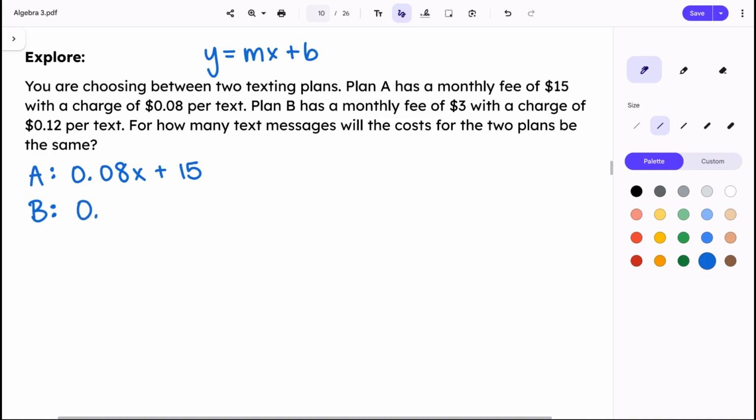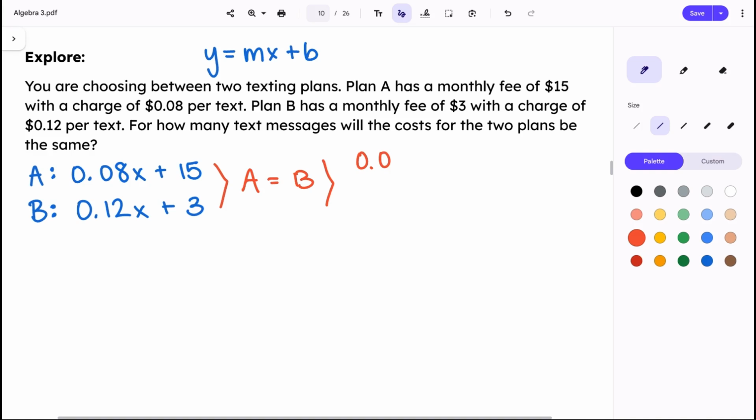Yep, 0.12x plus $3. What I'm trying to figure out here is when do these plans equal each other? When does plan A equal plan B? So I'm going to set these 2 equations equal.